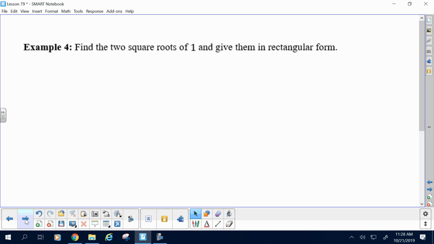So let's try another one. Find the 2 square roots of 1. This doesn't even feel like one of those problems, because 1, come on, that's not even polar, in rectangular form. Let's first go to polar. What is 1 the same as in this actual normal form? Where's the i? What's the i? So this is 1 plus 0i, okay?